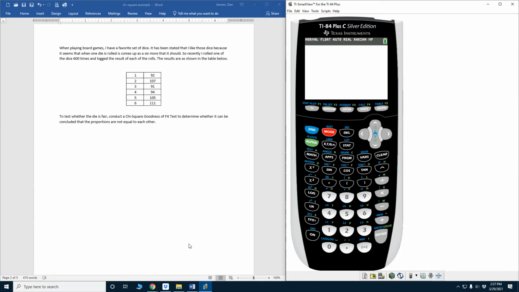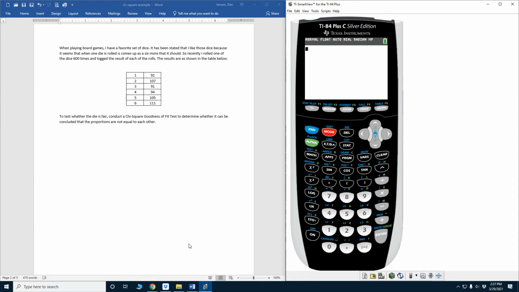So I like to make up stories. A story here I'm going to use is when I'm playing board games, I have a favorite set of dice. It has been stated that I like those dice because it seems that when one die is rolled, it comes up 6 more than it should. So recently I rolled one of the dice 600 times and I logged the results of each of the rolls. And the results are shown in the table.